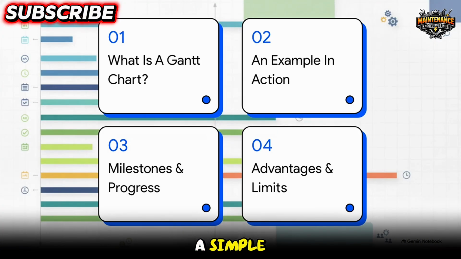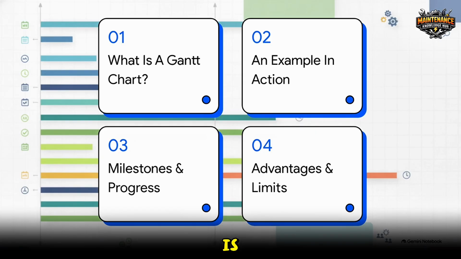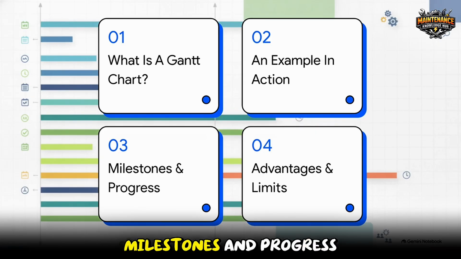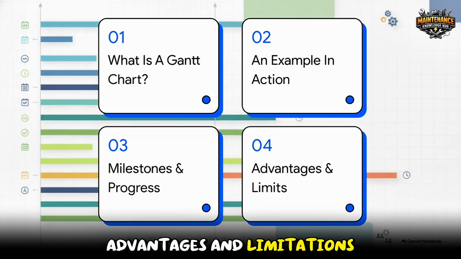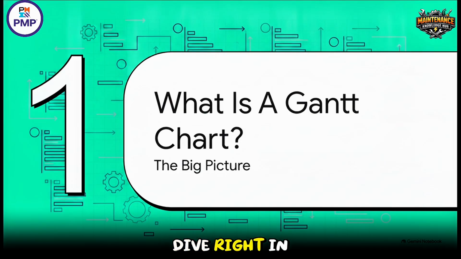And we've got a simple, four-step plan for this explainer. First, what a Gantt chart actually is. Second, we'll look at an example in action. Third, we'll cover milestones and progress tracking. And finally, its advantages and limitations. All right, let's just dive right in.